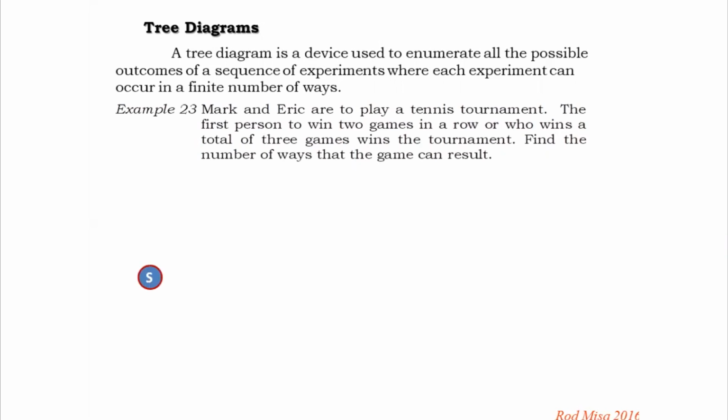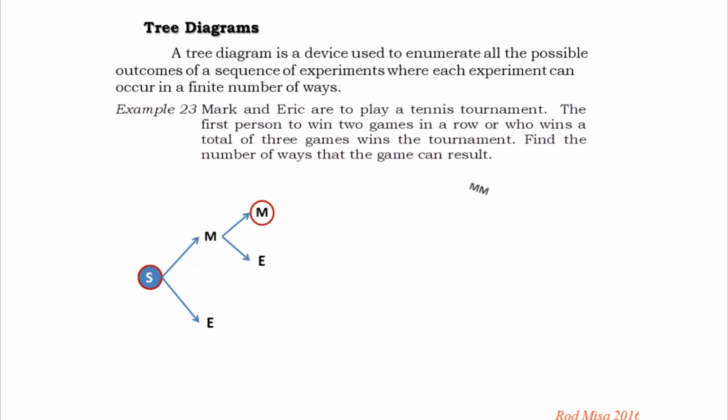So at the start, Mark and Eric will play the first game. And the first game could result in 2 possible ways. It could be Eric or it could be Mark who will win the first game. Suppose Mark won the first game. Therefore, we need to play the second game. And the second game has 2 possibilities. It could be Mark or Eric who will win the second game. But suppose Mark won the second game. Then it is the end of the tournament because Mark has won 2 games in a row.